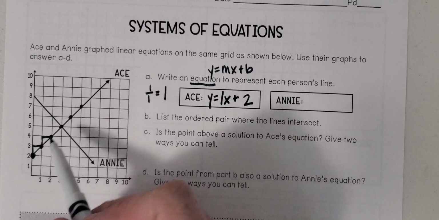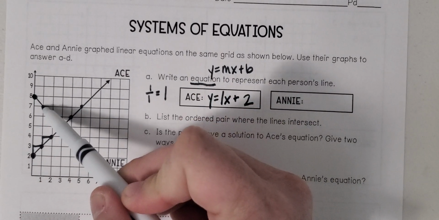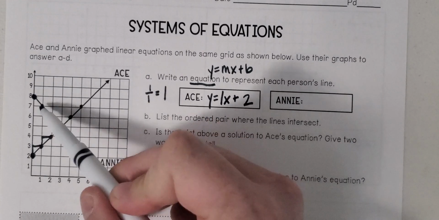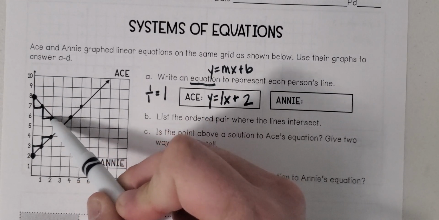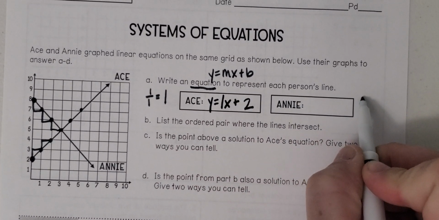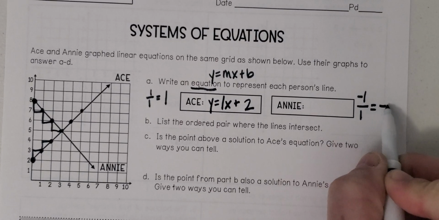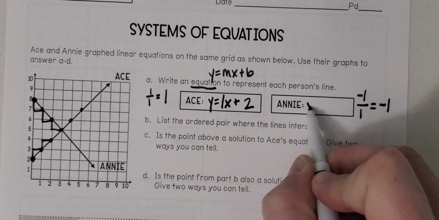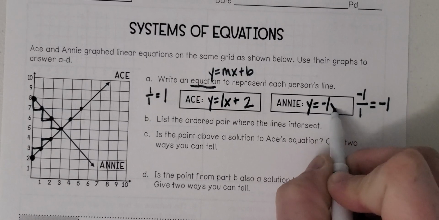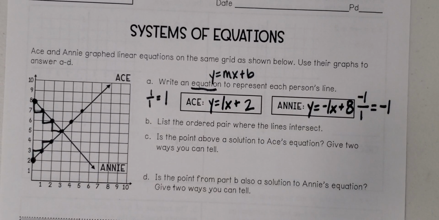For Annie, she started at 8, and then she went down 1 and over 1 to get to all of her points. So that would show a negative 1 over 1 as a slope. So this would be a negative 1 slope. So y equals negative 1x plus 8, because again, she started at the 8.